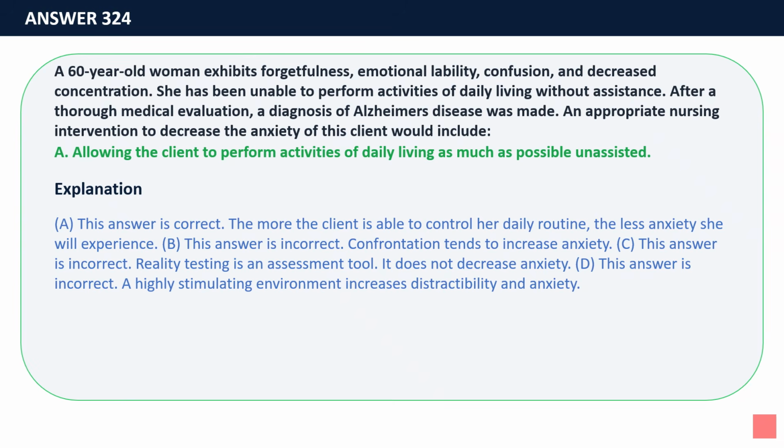Answer: A. Allowing the client to perform activities of daily living as much as possible unassisted. Explanation: A. This answer is correct. The more the client is able to control her daily routine, the less anxiety she will experience. B. This answer is incorrect. Confrontation tends to increase anxiety. C. This answer is incorrect. Reality testing is an assessment tool. It does not decrease anxiety. D. This answer is incorrect. A highly stimulating environment increases distractibility and anxiety.